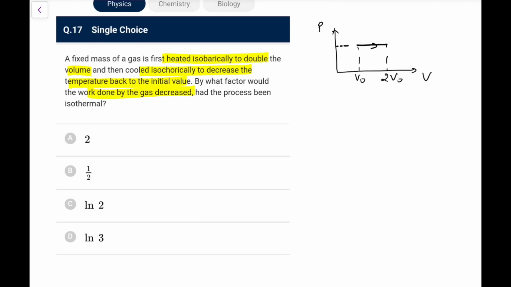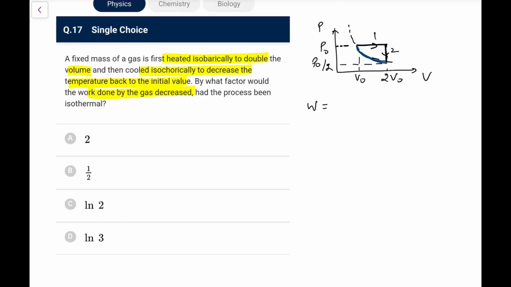This is the pressure P0, and then cooled isochorically, that means to get the temperature same, here it will be cooled, so temperature same means now the pressure will become half of the P0. So this is the thing that you done. By what factor would the work done by the gas decrease if the process was isothermal? Isothermal means it would have been like this, like this. Okay, so in the first case that you take, the work done will be only in that first part, not in the second one.